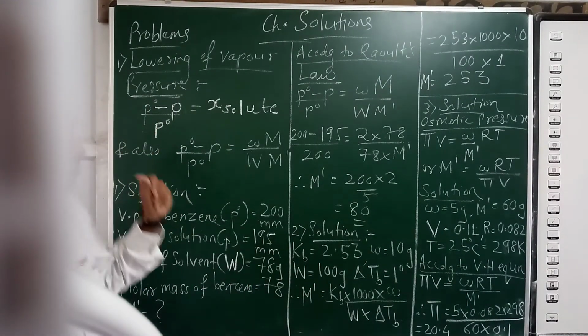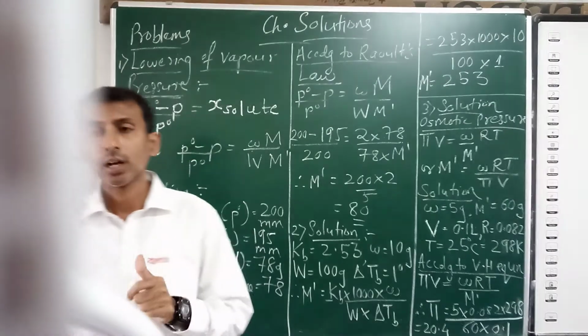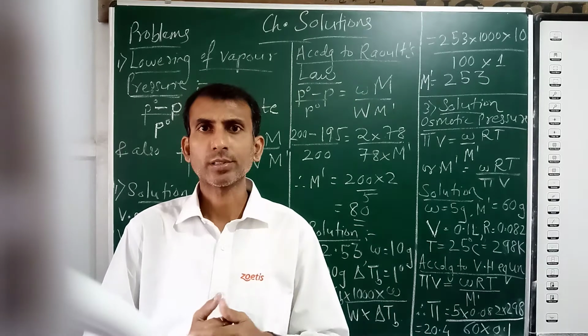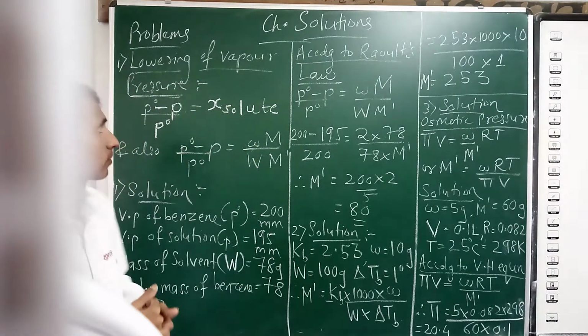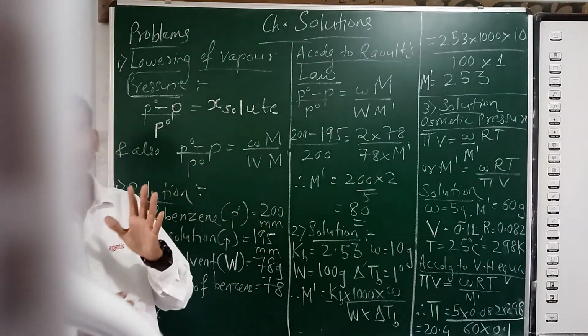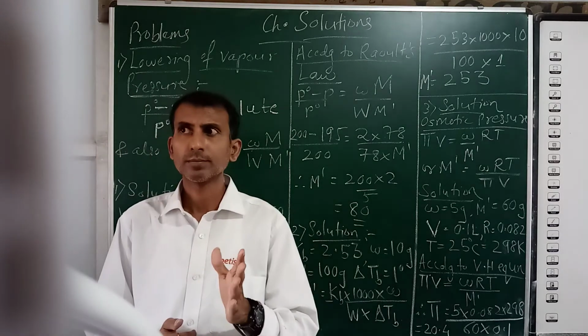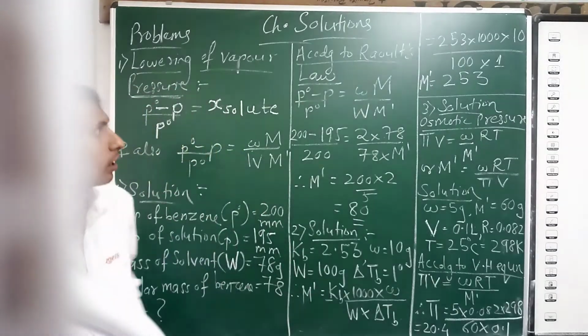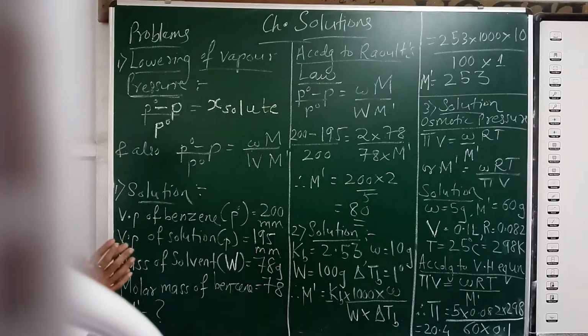So in our last lecture, chapter solutions, the last part that we covered was types of solutions, in which we have studied three types: isotonic solution, hypertonic solution and hypotonic solution. So as we have covered all the four colligative properties, now we have the numericals based on these colligative properties. The first one is lowering of vapor pressure.